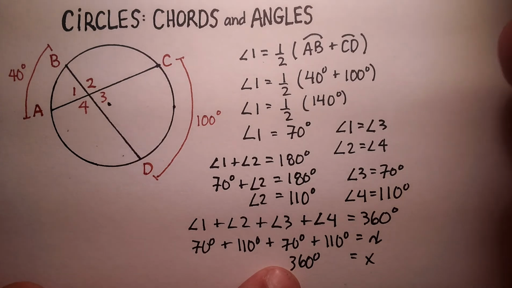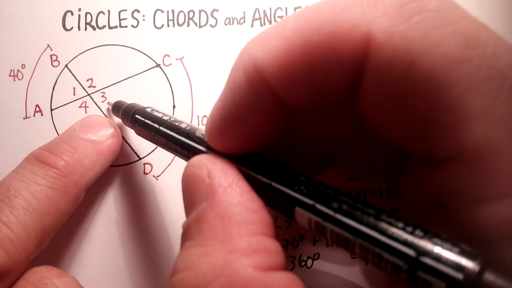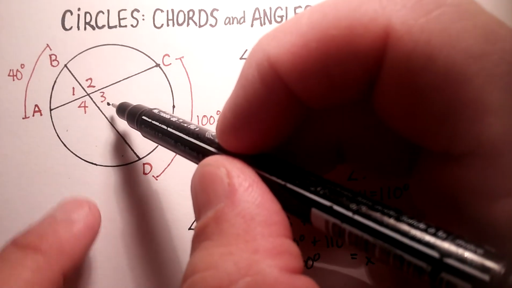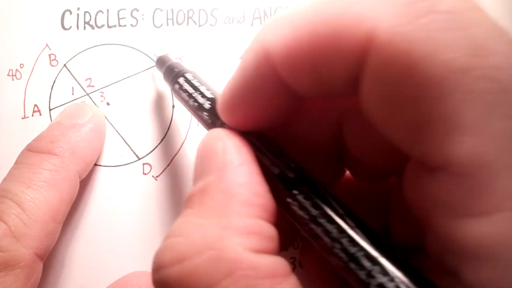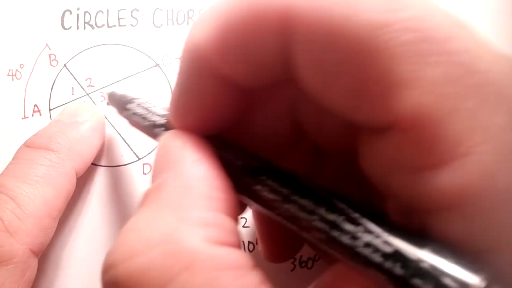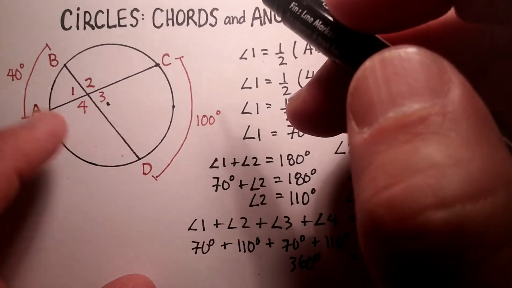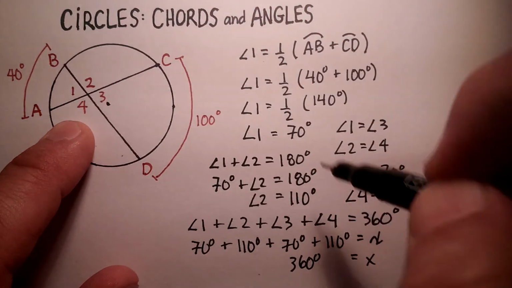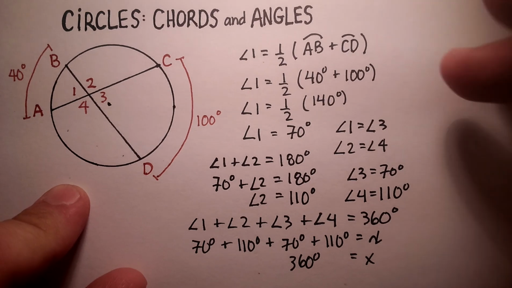So again, real briefly, when you have two chords that intersect not on the circle, not on the center of the circle, the measure of the angle is equal to half the sum of the intercepted arcs that are in that angle, okay? And then you can actually figure out the relationship of the others by using supplementary angles and the fact that a circle is 360 degrees. Okay, I hope that was helpful.